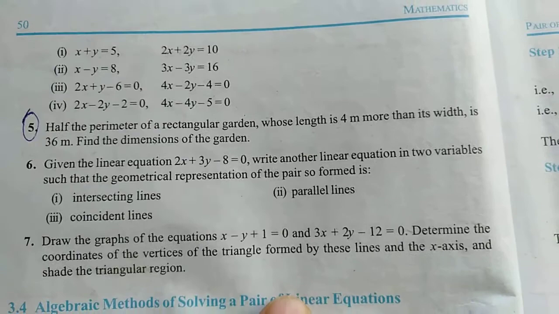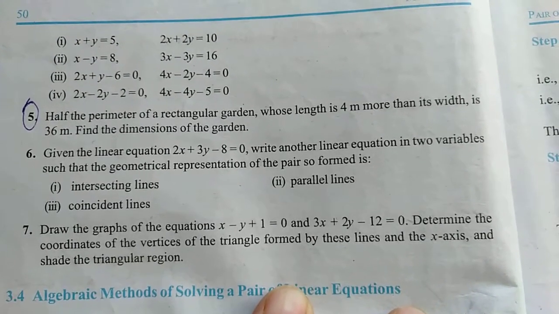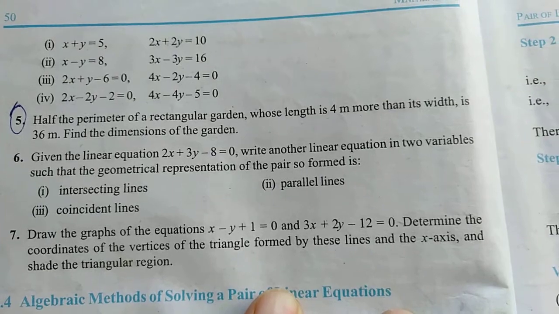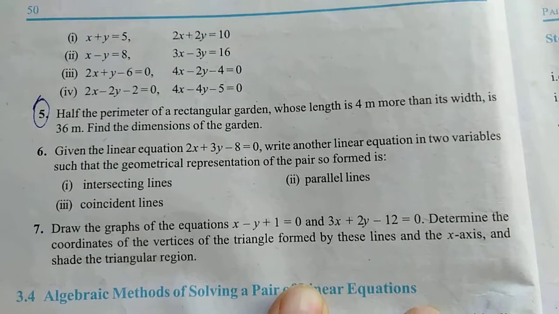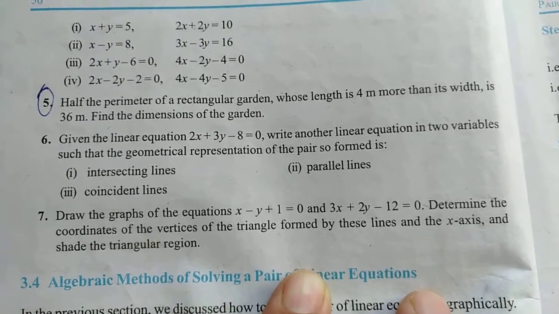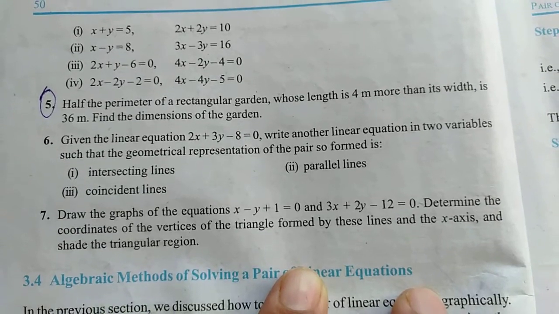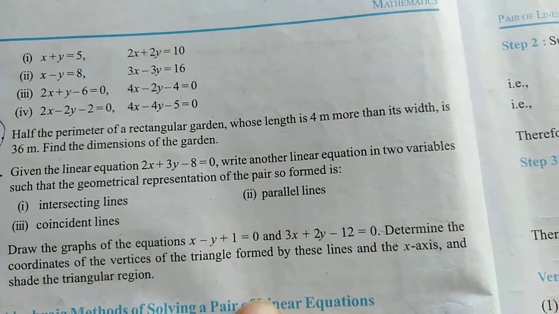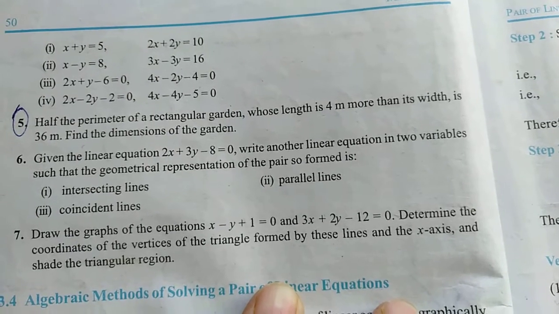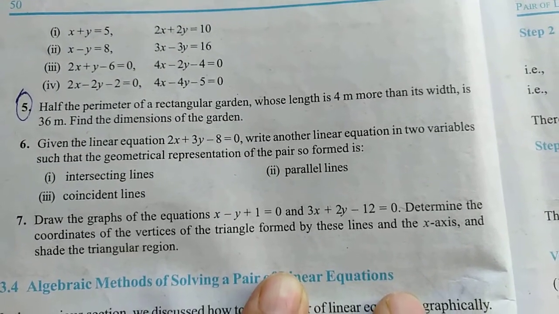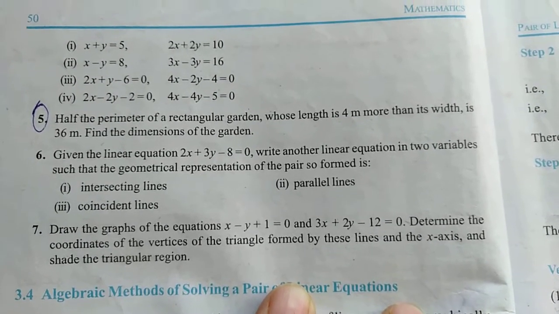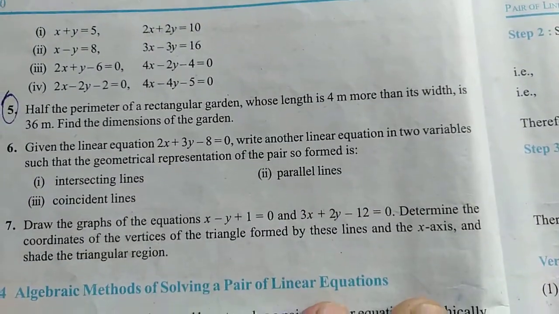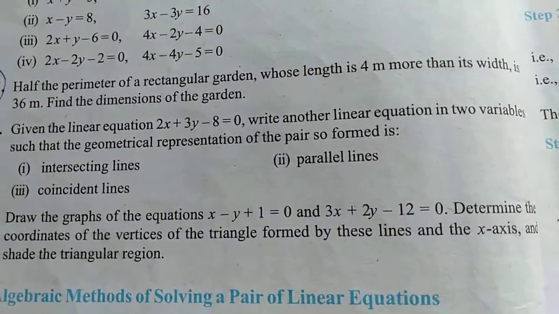See, these are three questions. You may read it. Half of the perimeter of a rectangular garden whose length is 4 meter more than its width is 36 meter. Find the dimension of the garden. Next, given a linear equation 2x plus 3y minus 8, write another linear equation in two variables such that they are intersecting, parallel and coincident. The last one, draw a graph of equation x minus y plus 1 equals 0, 3x plus 2y minus 12 equals 0, and determine the coordinate of the vertex of the triangle.